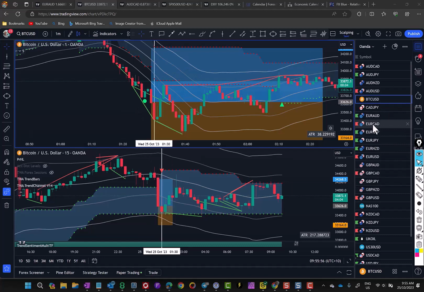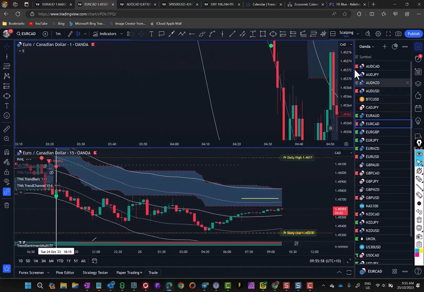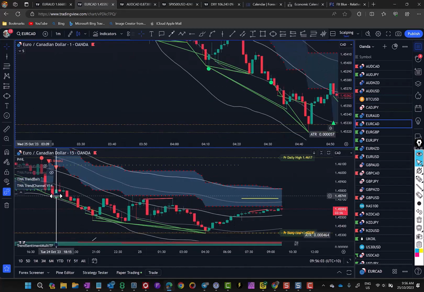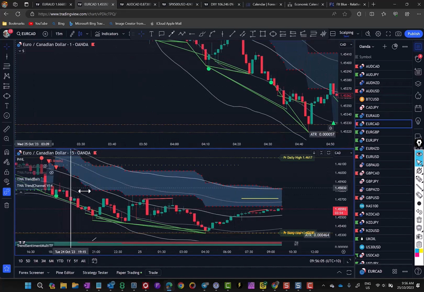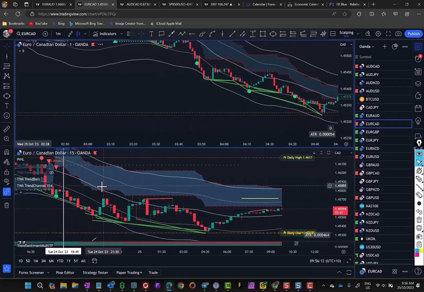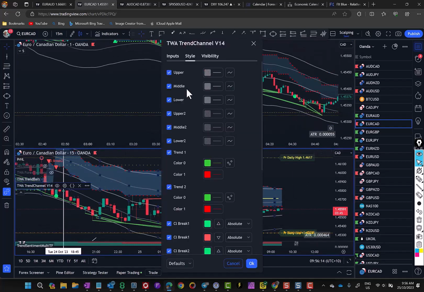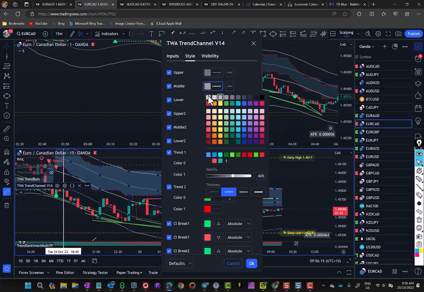Let's find something else. I don't know, Euro CAD. Let's just click on that. What does that look like? Again, I'm going to pick the worst case scenario because we know in a trend like this, well actually this is trading out from the mean. Let's just come back over here. We'll bump up this indicator here, the mean. We want this to be pretty strong. We want to see that.